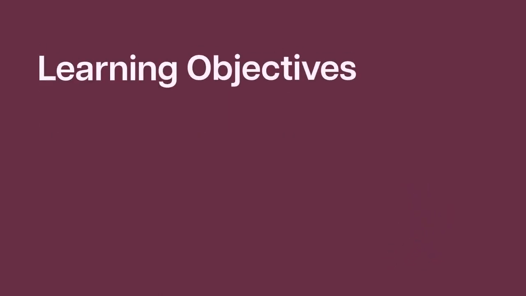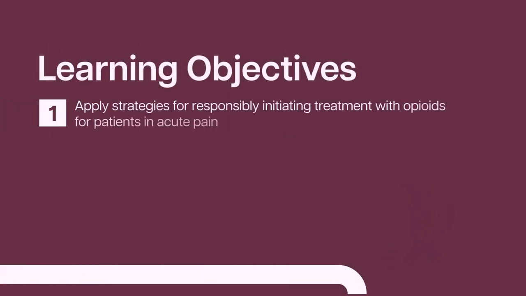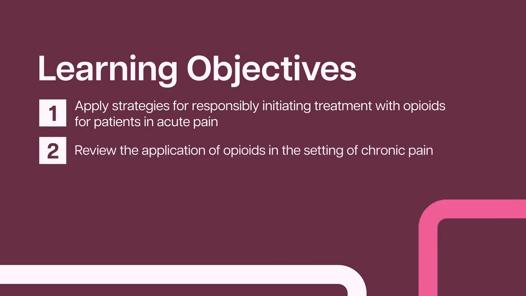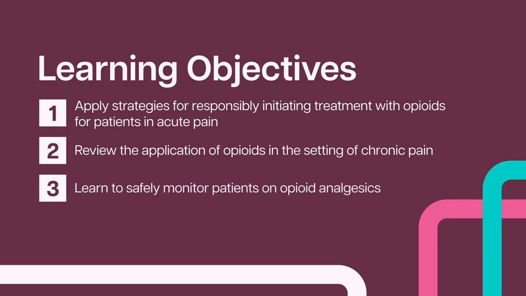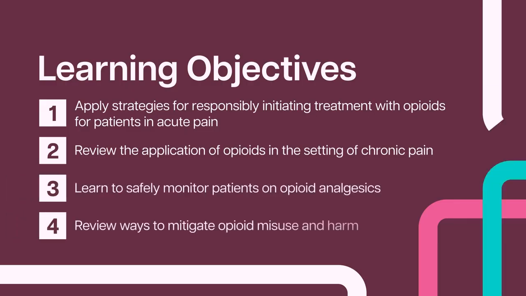We have 4 primary learning objectives for today's session. Apply strategies for responsibly initiating treatment with opioids for patients in acute pain. Review the application of opioids in the setting of chronic pain. Learn to safely monitor patients on opioid analgesics. And review ways to mitigate opioid misuse and harm.